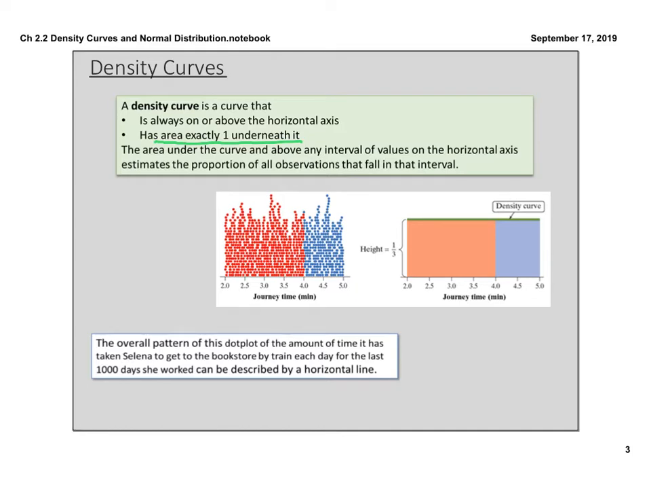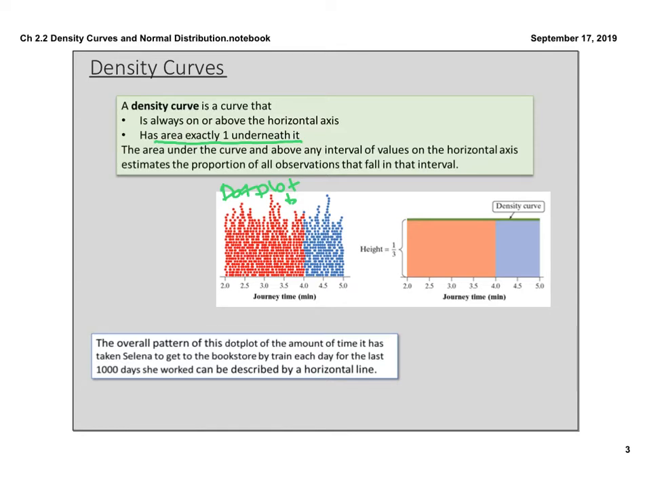So if I wanted to look at this graph right here, this is the dot plot, okay? They took this dot plot and they turned it into a density curve. It says the overall pattern of this dot plot of the amount of time that it took Selena to get to the bookstore by train is in this dot plot. Now you take that dot plot and you turn it into a density curve.